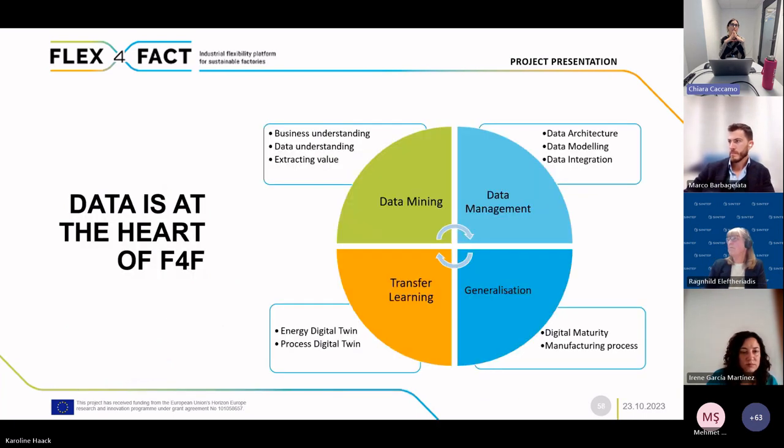Next slide, please. So from the technical standpoint, I want to focus on the fact that the data is really at the heart of Flex4Fact. Like we mentioned at the beginning, we share many common objectives and ambitions with our sister projects. But while the energy efficiency side, or the possibility to include generation and storage locally, will be analyzed through this decision support tool, the Sunflex that I was mentioning before.